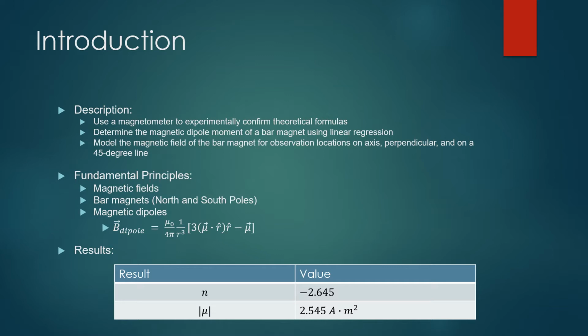The fundamental physical principles involved were the magnetic fields, bar magnets with north and south poles, and magnetic dipoles. And this is the formula of a far field approximation of the magnetic field due to a dipole. And at the end of the experiment, we found the value of n, which is a theoretical value, and the value of mu, which is the magnetic dipole moment of the bar magnet. These values are shown in the table.